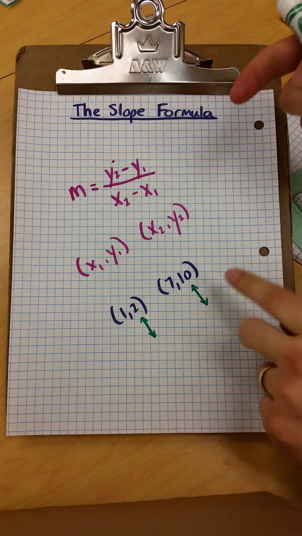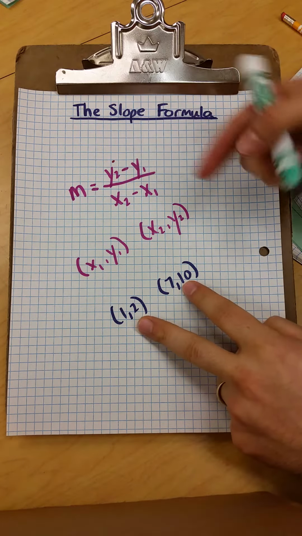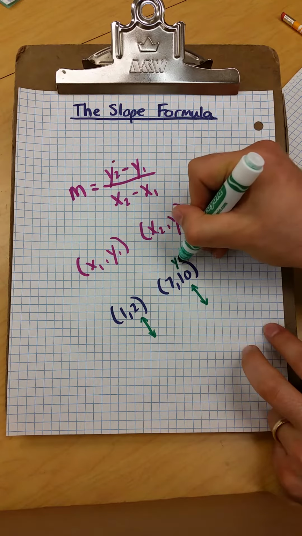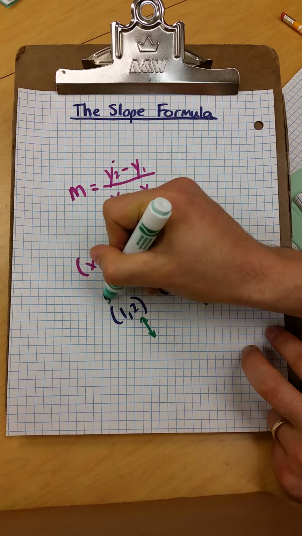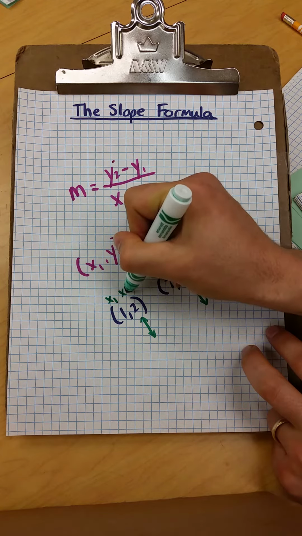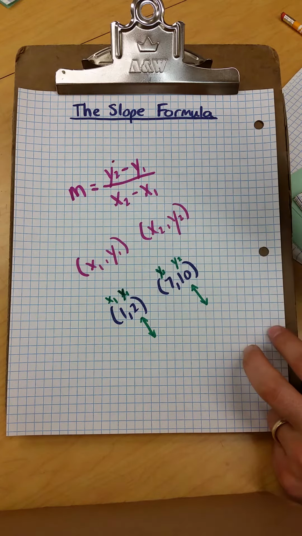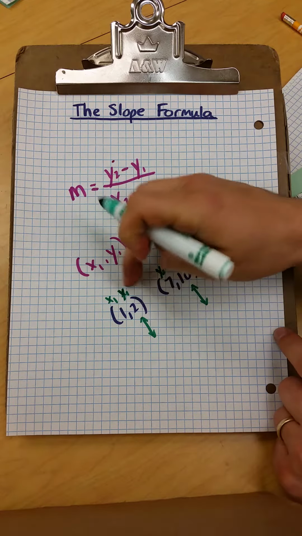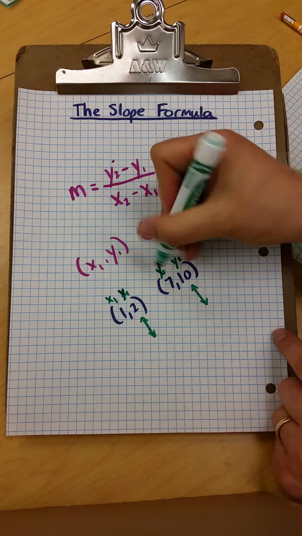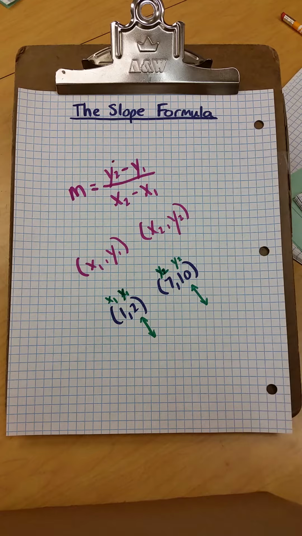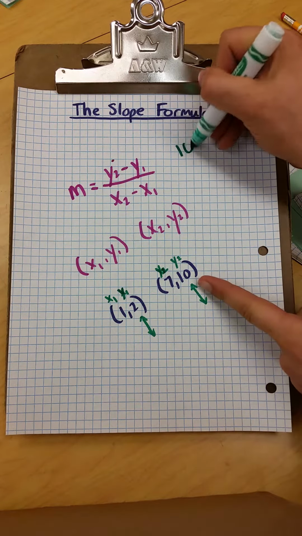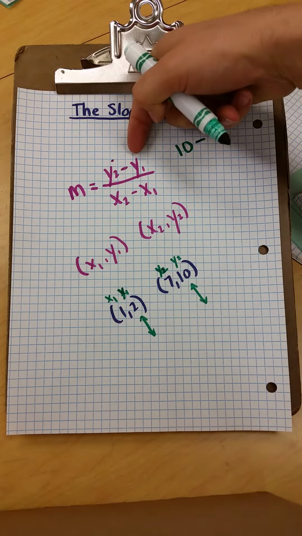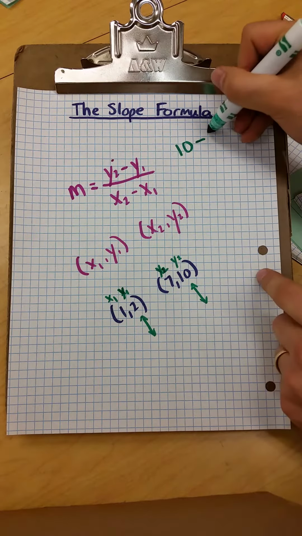Well, if you plug in these numbers here, this is your x1 and your y1 from your first point, and this is your x2 and y2 from your second point. So y2 will be your y-coordinate of your second point, which is 10, minus your y-coordinate from your first point, which is 2.